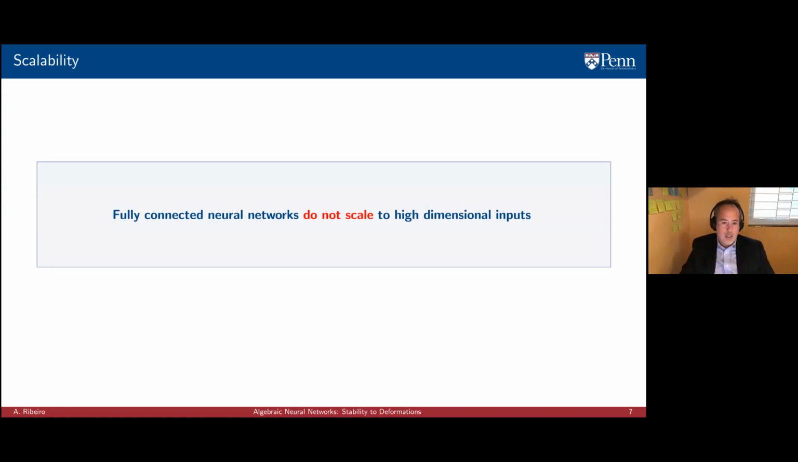Now that's elementary level machine learning, but if you start working on these architectures, you will pretty soon discover something that is a fundamental fact, which is that fully connected neural networks do not scale to high dimensional inputs.